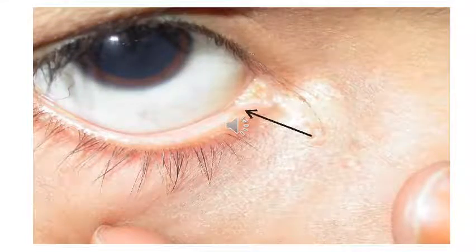In this picture, in comparison to the first one I showed you, there is no lacrimal punctum. This is punctal atresia.